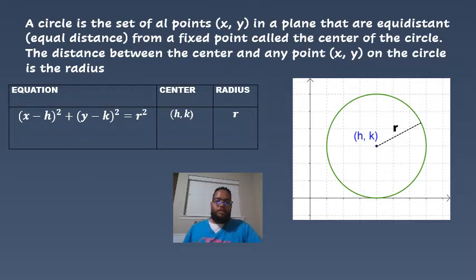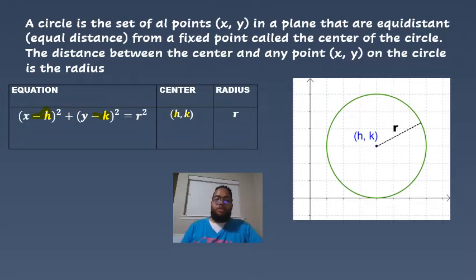The distance between the center and any point on the circle is called the radius. So we have an equation, (x minus h) squared plus (y minus k) squared equals r squared. In the equation, you notice that the h and the k are negative, and the center reports them as positive. So what that means is you are going to flip the signs of h and k. So if I have x minus 2 squared, that means h is positive 2. If I have x plus 2 squared, that means h is negative 2.